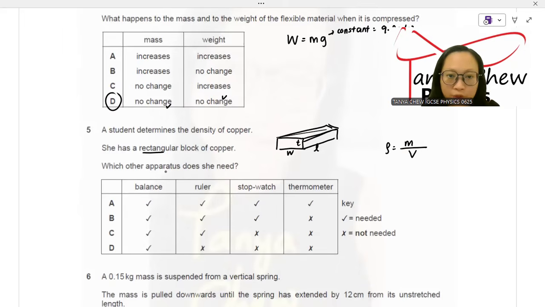So I can use a ruler to measure. So I need a ruler. And I don't need the stopwatch. I don't need thermometer because stopwatch is used to measure the time and thermometer is used to measure the temperature. I need balance because I need to measure the mass of the copper. So I need balance and I need the ruler. C is the answer.